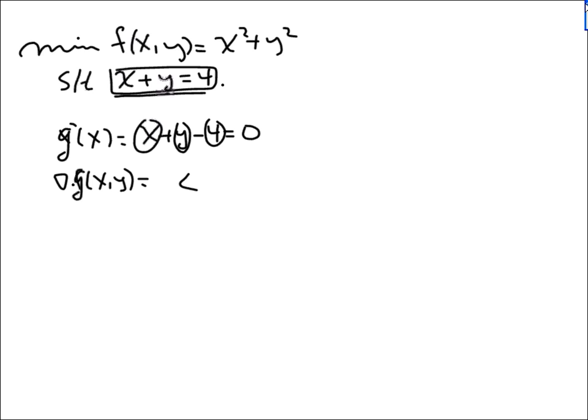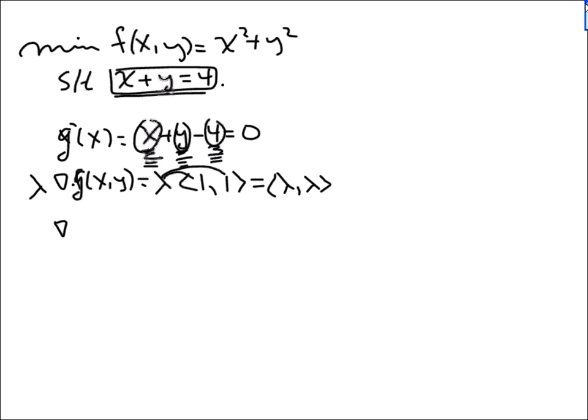With respect to x, the partial is 1. Partial of that is 0. That's 0. 1 plus 0 minus 0 is 1. With respect to y, you get 0 plus 1 minus 0, which again is 1. But this one, you multiply by lambda. And you get lambda. Lambda times 1, lambda times 1.